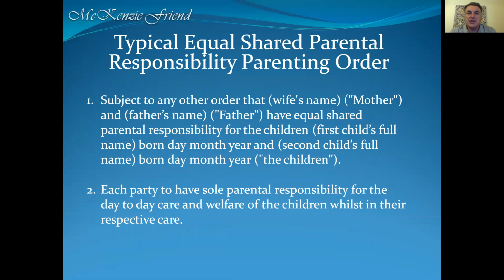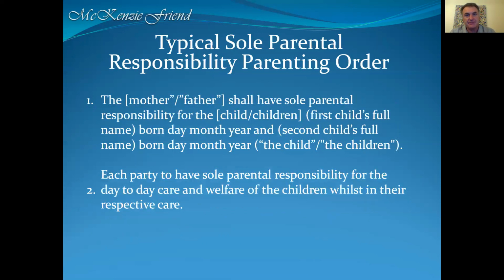All right, let's have a look at some typical equal shared parental responsibility parenting orders. It might say, usually at the beginning of parenting orders, subject to any other order, the wife's name and the father's name have equal shared parental responsibility for the children, and they detail the names of the children. Sometimes you might have each party has sole responsibility for the day-to-day care and welfare of the child whilst in their care, even though that is not necessary, that is just within the Act, but sometimes it's easier to define that so parents are more aware of exactly what the difference is between long-term and day-to-day parental responsibility.